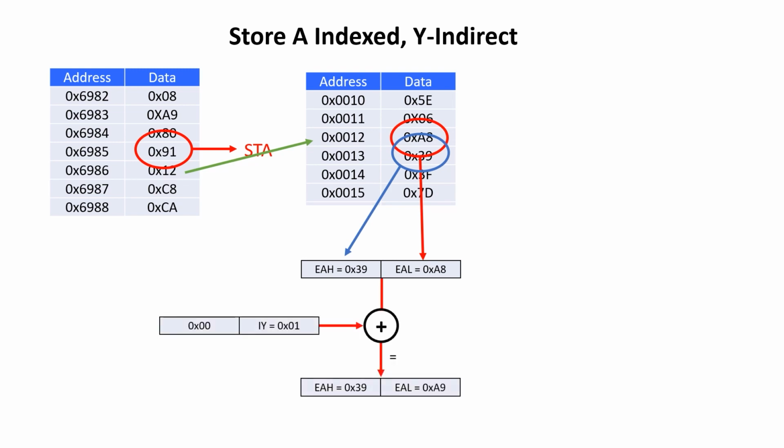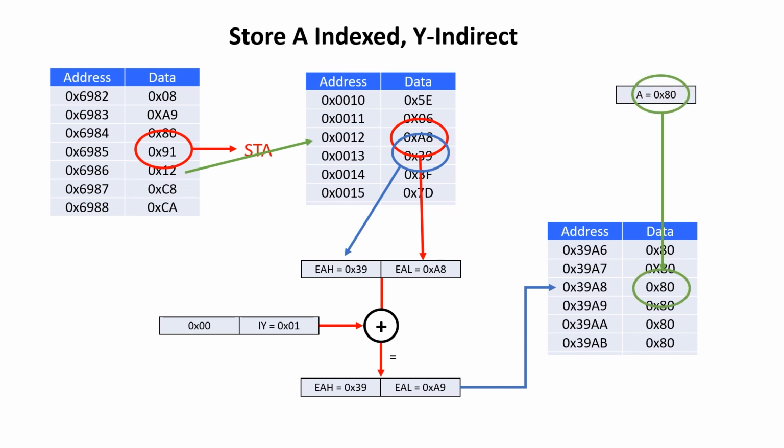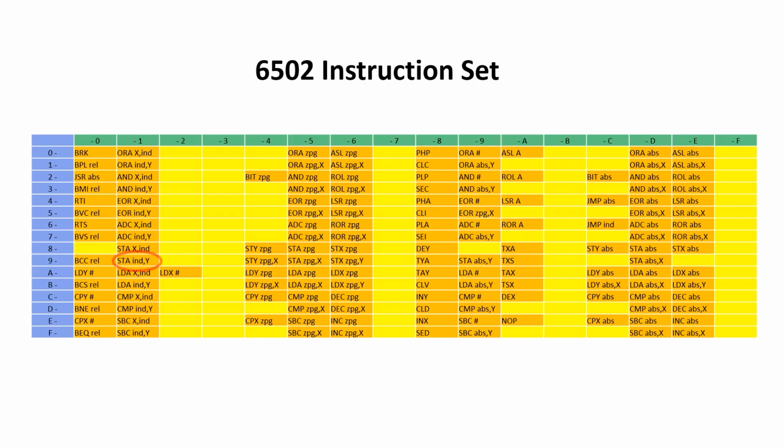Then we do an 8-bit add with the index Y register with carry. The result is stored in our EAL and EAH register. Then next we store the contents of A at that main memory address. And in fact, in this case, it's a video memory write. We'll look at these three instructions in our simulation again.